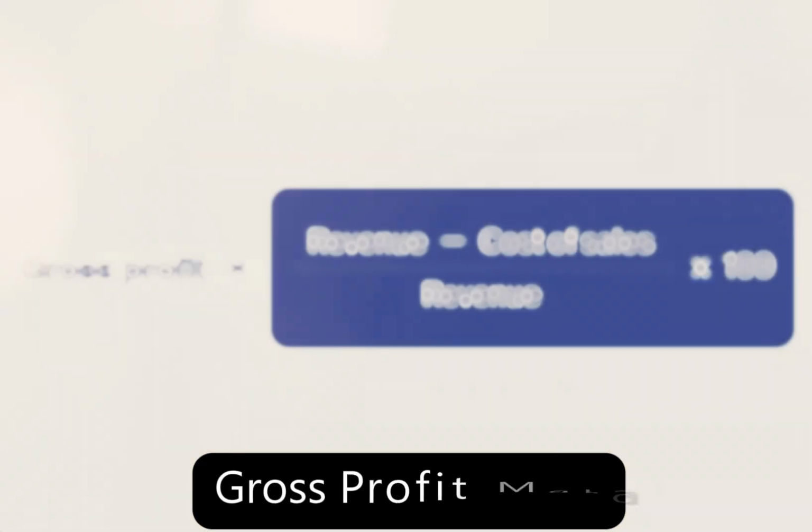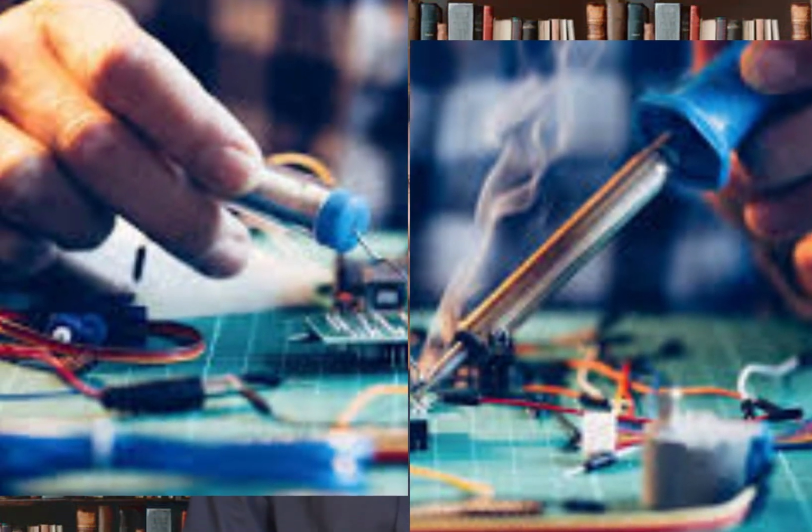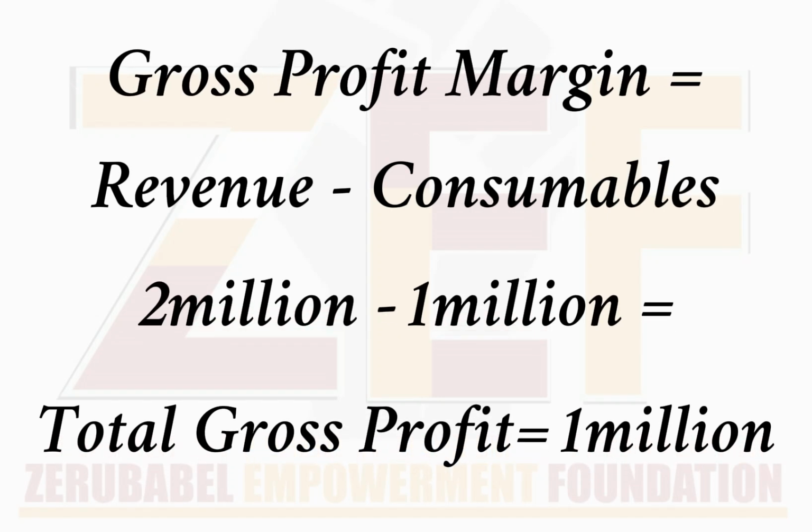Number one, what is gross profit margin? Gross profit margin can be calculated by subtracting your consumables from your revenue. Your revenue is how much the client pays you on a particular project. Your consumables, we as consultants, for example, we pay for software, annual subscriptions, utilities like electricity, waste, we repair computers, telecom, etc. For instance, if your revenue is 2 million naira and your consumable is 1 million naira, then your gross profit margin is 1 million naira.